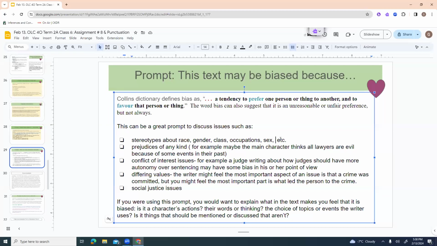So if you were using this prompt, you would want to explain what in the text makes you feel that it's biased. Is it a character's actions? Is it their words or thinking? Is it the choice of topics or events the writer is using? Is it things that should be mentioned or discussed that haven't been? So you don't want to just say it's biased. You'd want to tell me why you think it's biased, right? What is wrong with it?